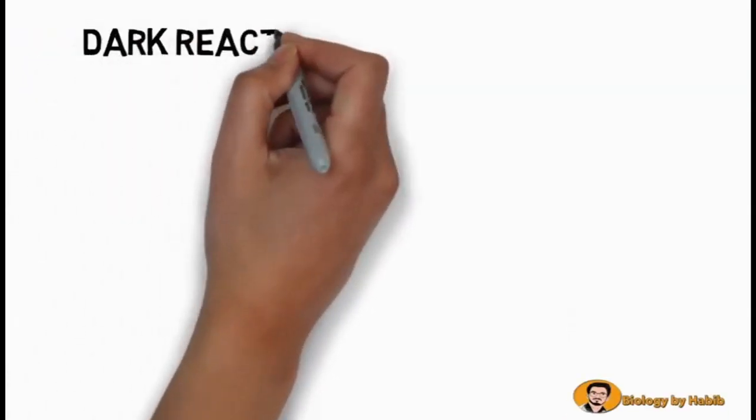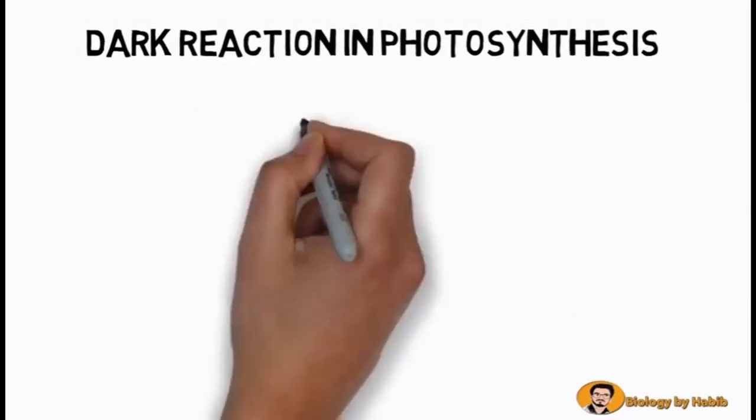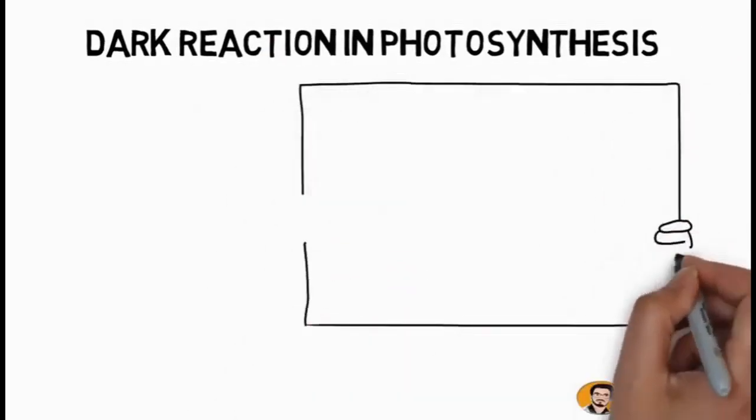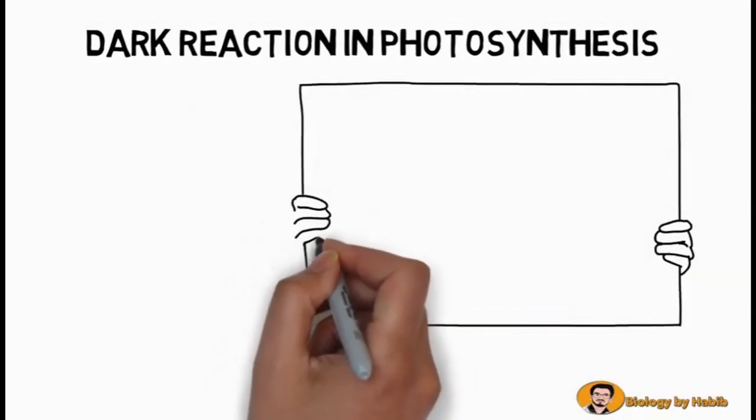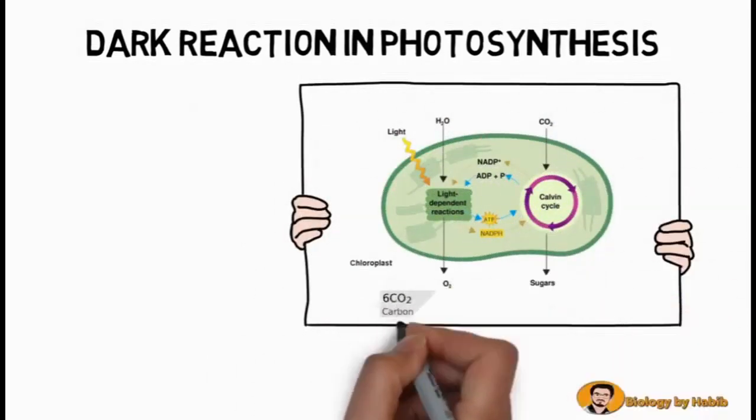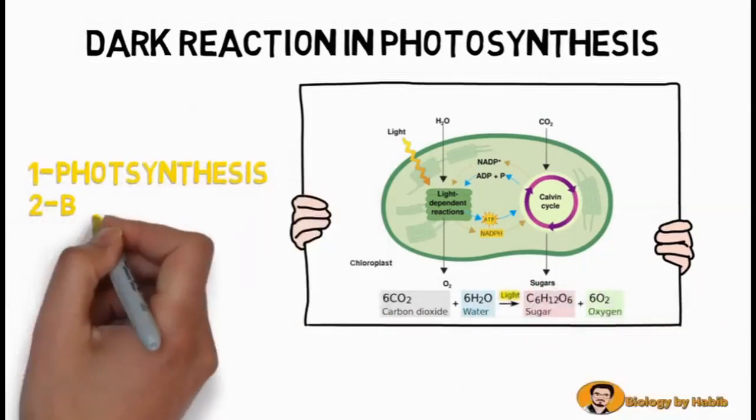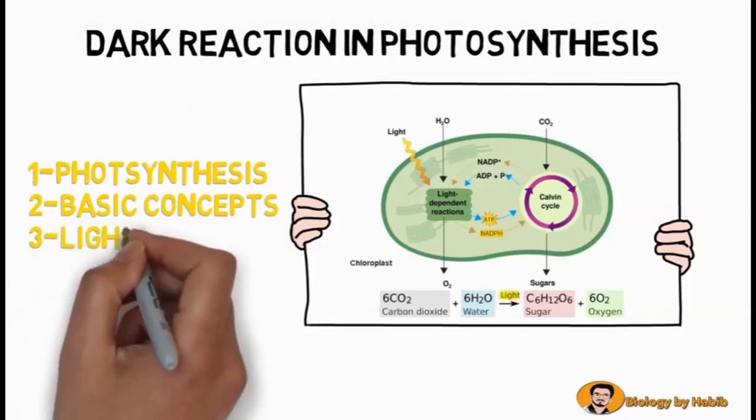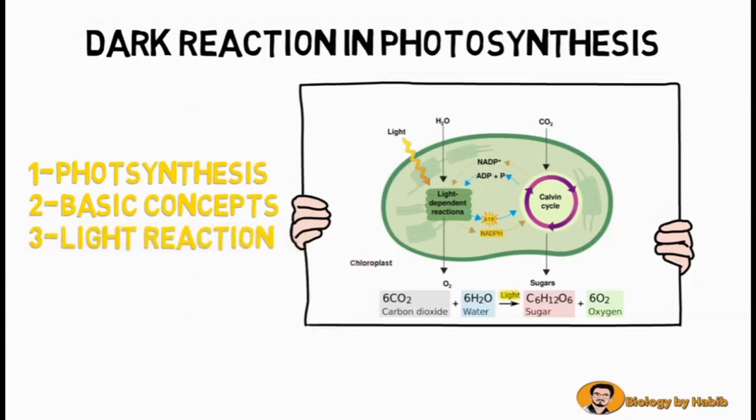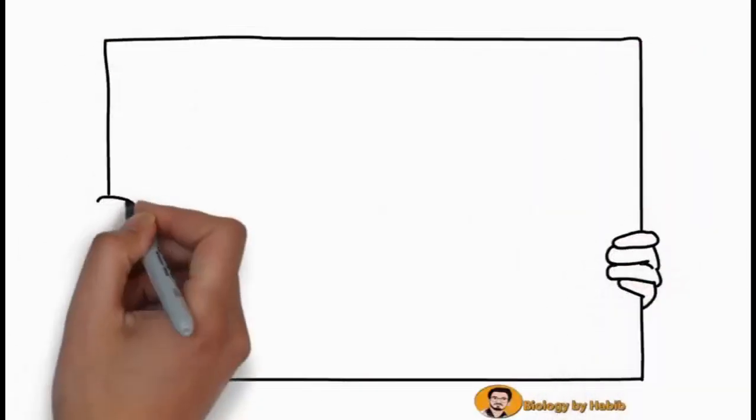We are going to start the dark reaction in photosynthesis. As we already started the topic of photosynthesis in our previous lecture, we have learned about photosynthesis deeply. We have studied the basic definition, its equation, the basic concepts, and one major concept, which is the light reaction. Today we will learn about the dark reaction, which is the second step of photosynthesis.